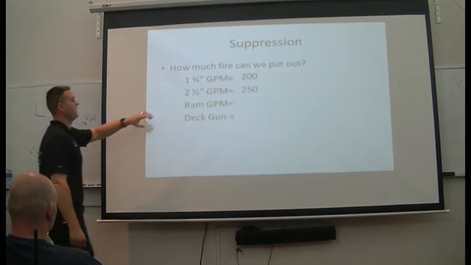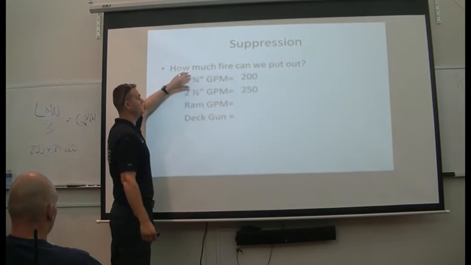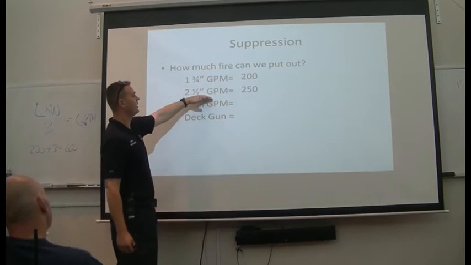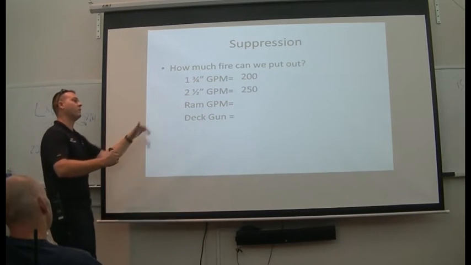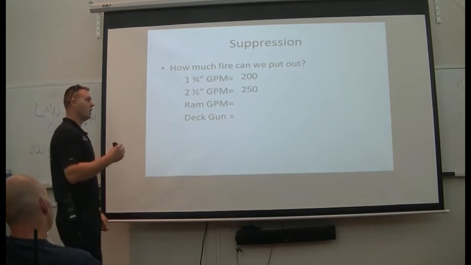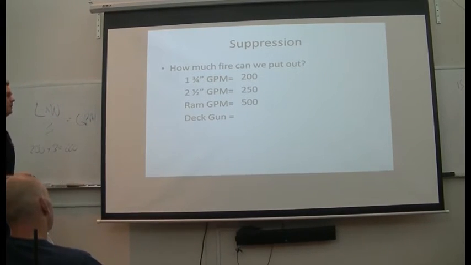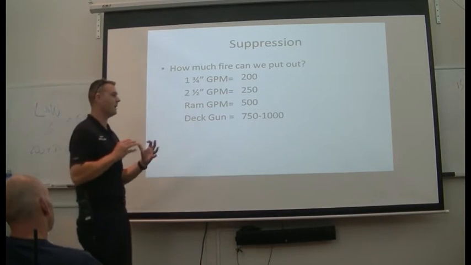So I get there is definitely benefits in the 1-3/4 line to have a combination nozzle. There's no doubt benefits. But when we go to that 2.5-inch line, defined by what we need it for, that combi nozzle does not meet our needs. So our Rams 500, our deck gun 750 to 1,000. And this is where that whole 2-inch hose thing came from.